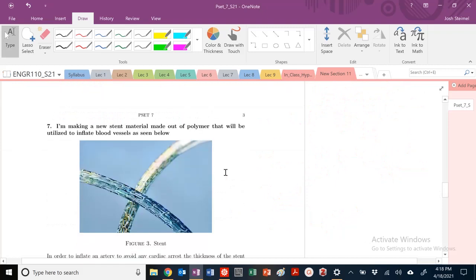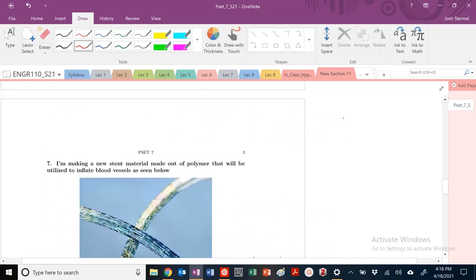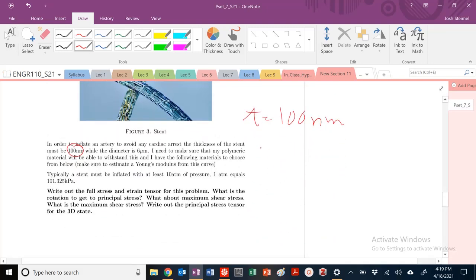Awesome. Now, finally, I'm making a new stent material out of polymer that will be used to inflate blood vessels, as seen below. To inflate an artery and avoid a cardiac stress, the stent must be 100 nanometers thick. So my t is equal to 100 nanometers. Again, it says right here that it's a polymer, so my mu is equal to 0.4. My diameter, D, is equal to 6 micrometers, so my radius equals 3 micrometers.